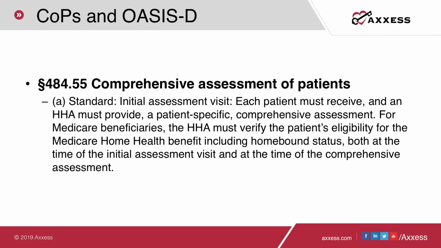at 484.55A, we see in the COPs the comprehensive assessment of patients, the initial assessment visit here. Each patient must receive and an agency must provide a patient-specific comprehensive assessment on the initial assessment visit. For Medicare beneficiaries, the agency must verify the patient's eligibility for the Medicare home health benefit, including homebound status, both at the time of the initial assessment visit and at the time of the comprehensive assessment. What does that mean? Because that can get a little confusing.